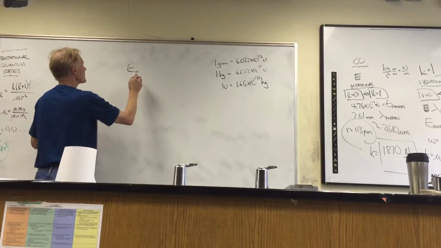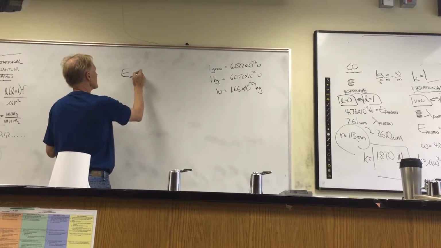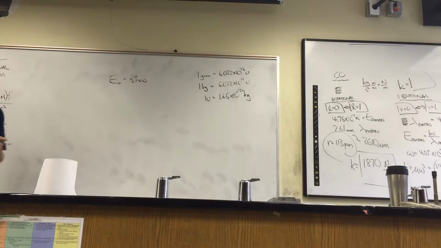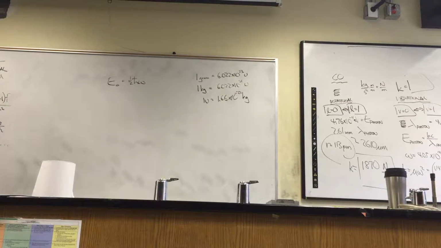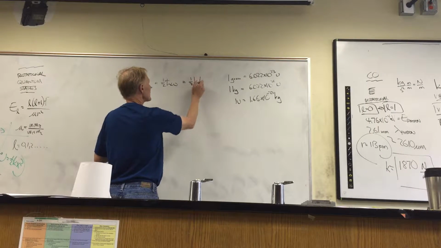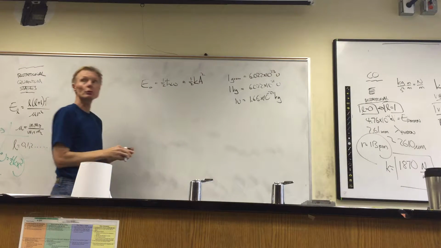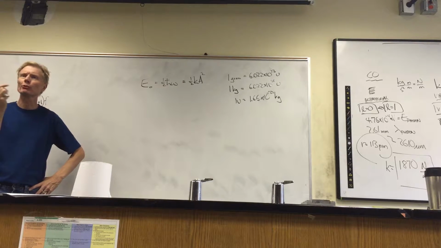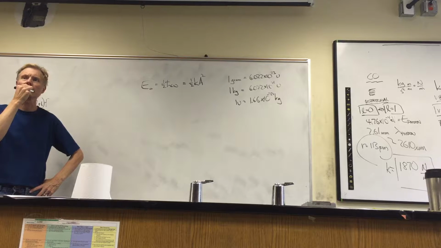To look at two different states, I'll look at the ground state. The ground state has an energy of 1/2 h bar omega, right? And what I'm going to set that equal to now is 1/2 k amplitude squared. Now, am I going to have the same amplitude for every one of these vibrational states?